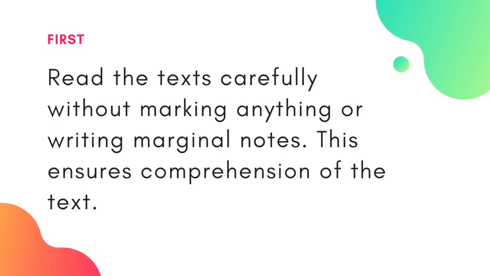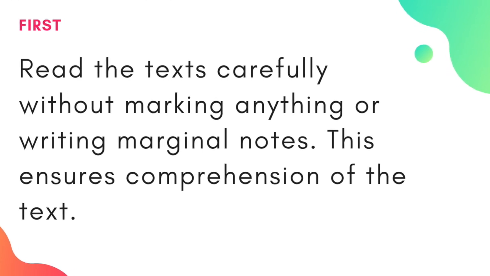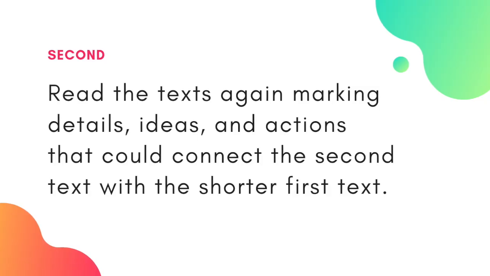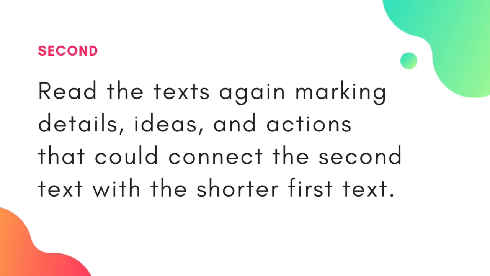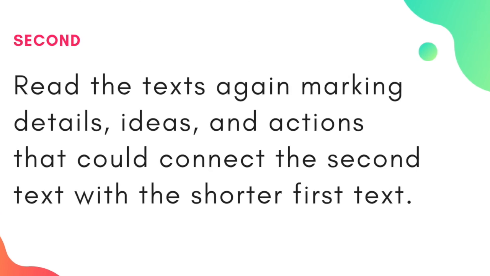Everyone has his or her own way to annotate a text, but since this lesson is focused on reading and making connections between 2 texts, you might consider the following paired passage annotation strategy. First, read the text carefully without marking or writing marginal notes. This ensures comprehension of the text. Next, read the text again, marking details, ideas, and actions that could connect the text with the shorter first text. Whatever notation strategy you use, look for elements of the text that are similar and could be useful when writing about the 2 texts.